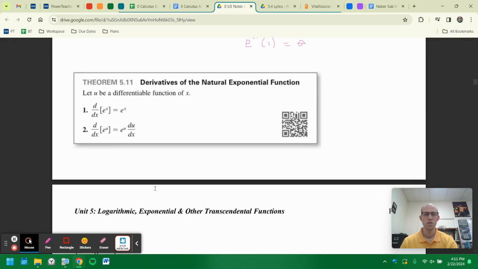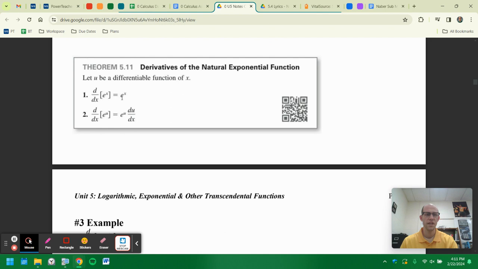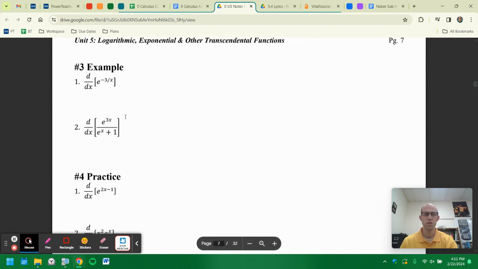So here's the rule written out for you. The derivative of e to the x is e to the x, or e to another function is e to that function times the derivative of that function. So let's do a couple of examples here.